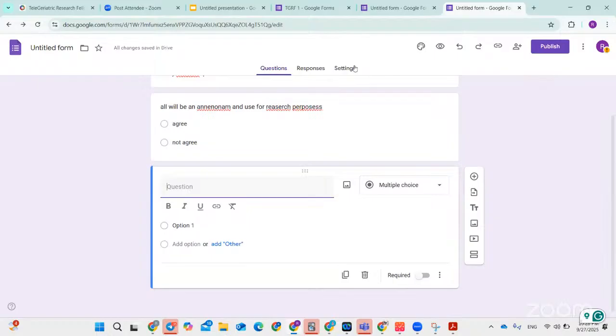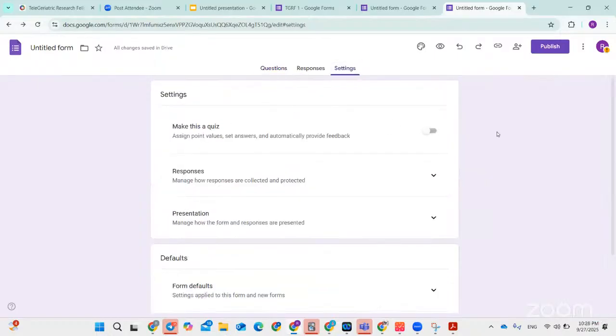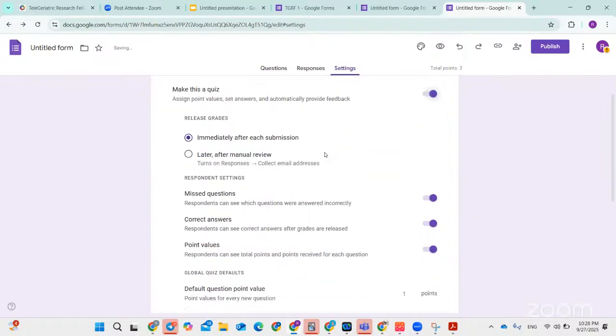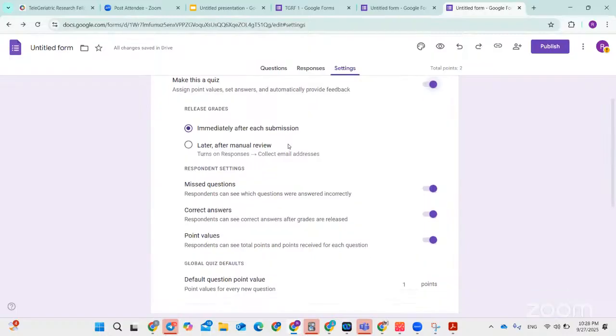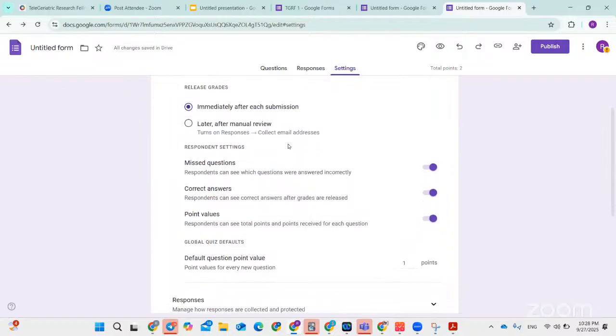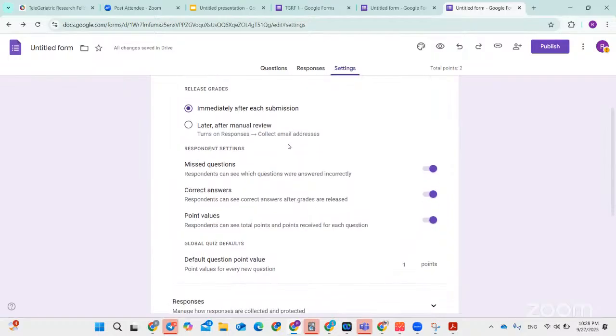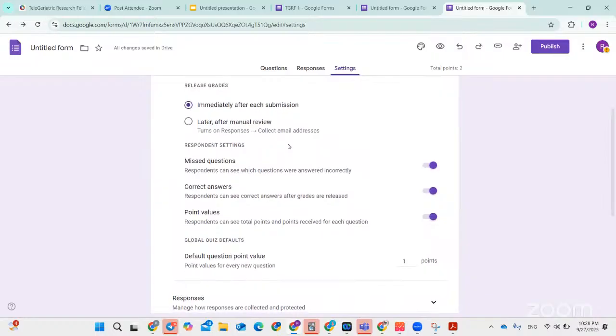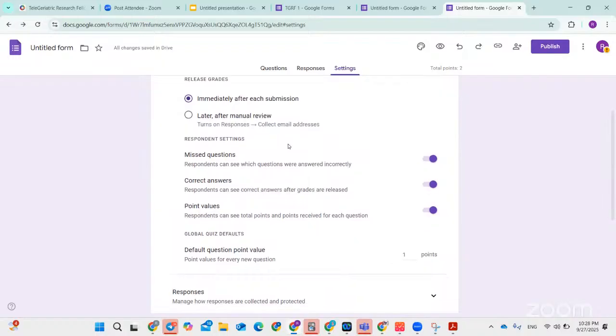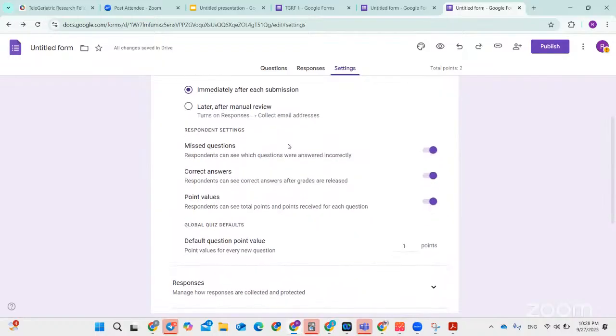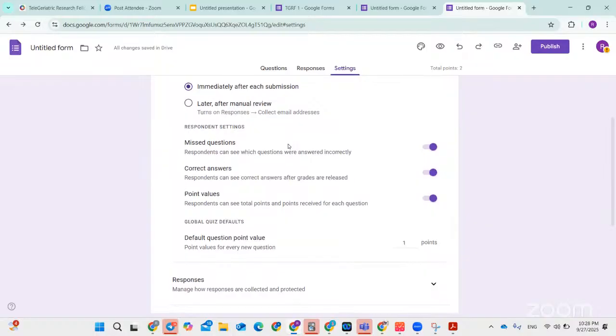When we make a quiz, we can go to the settings, make this a quiz, select this, and you can decide when to release the result. If it is immediately after each submission, this is preferable for multiple choice questions, like what I shared with you in the chat. Each question has a right answer, and they get the total score automatically when submitted, and they can review it.